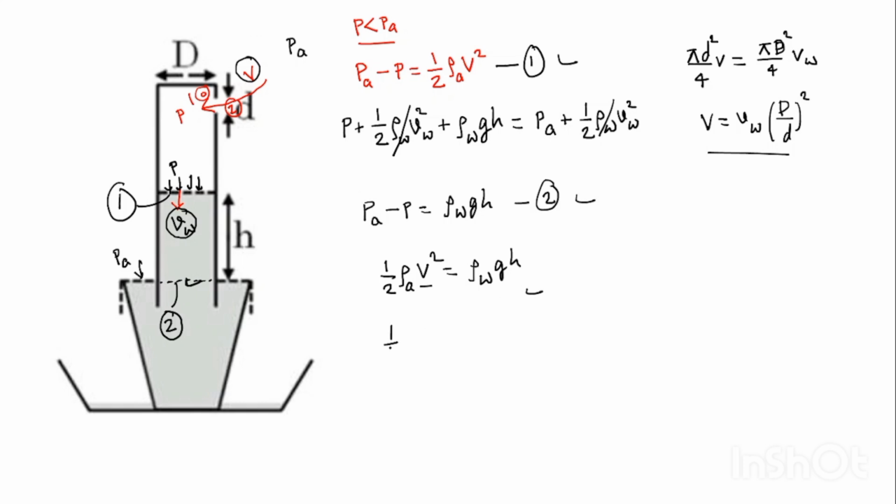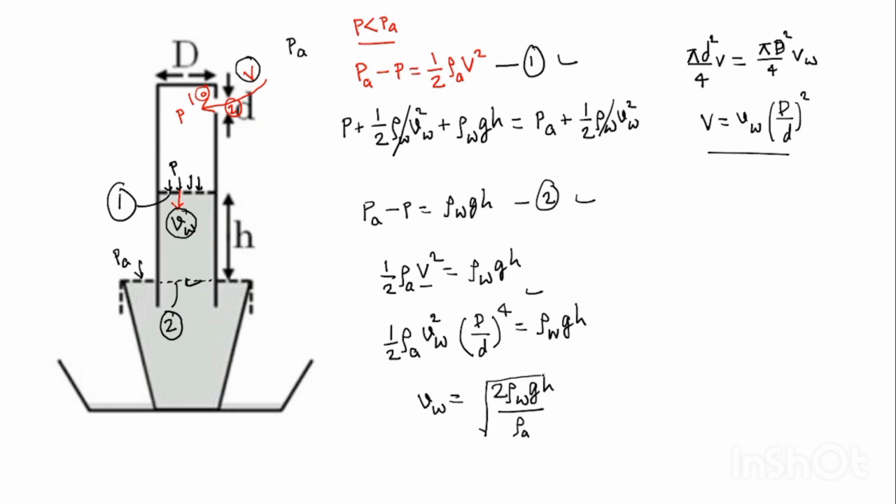So you get half rho air VW square times D to the power 4 upon small d to the power 4 is equal to rho W GH. Now from here you get VW is equal to the square root of twice rho W GH upon rho A, times small d upon capital D square. So this is the velocity of the water surface, and this is the answer.